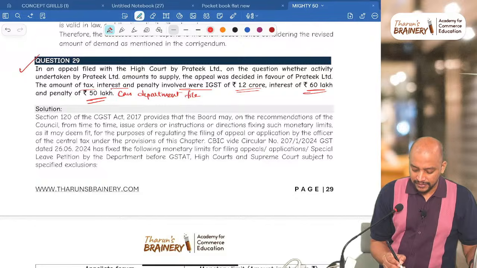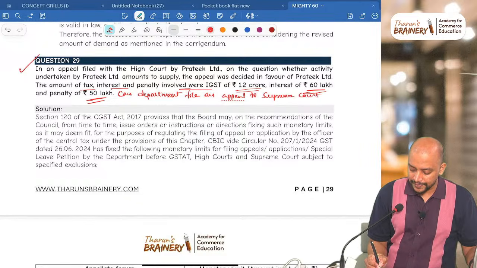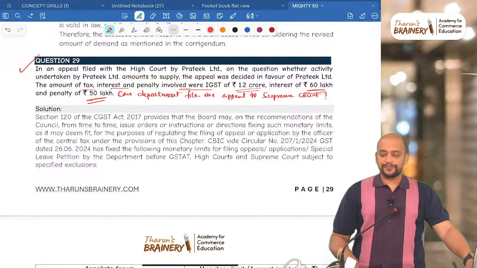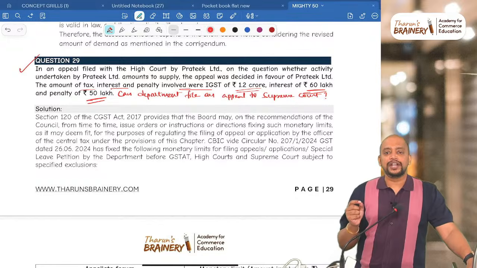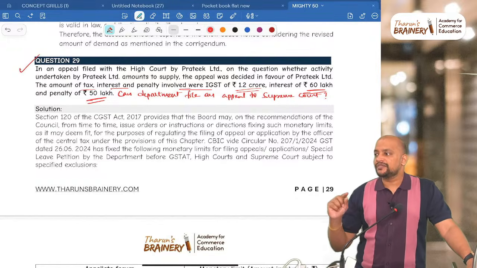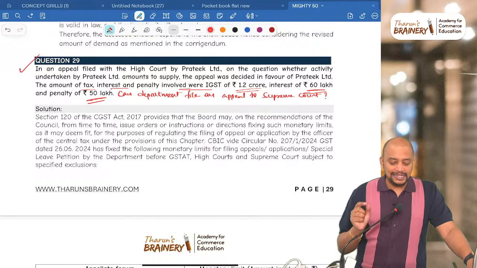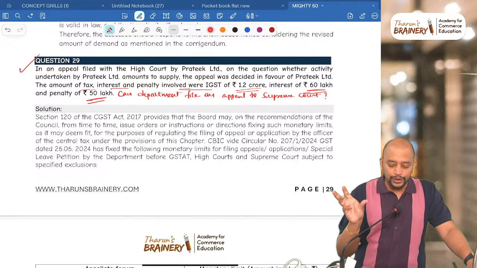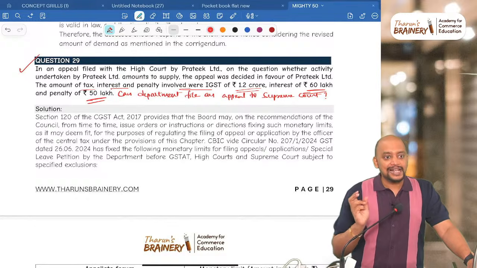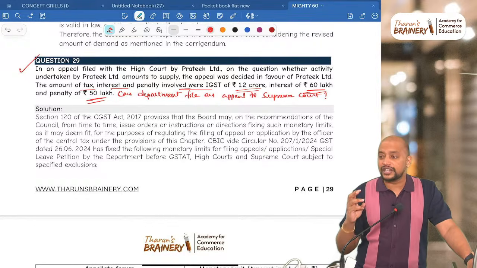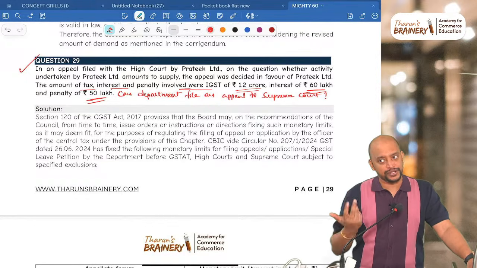So the question is, can the department file an appeal to Supreme Court? What is your answer? First, while determining the monetary limit, only if the tax is in dispute, with or without penalty or interest, only the tax amount should be considered. In this case, the tax amount is 1.2 crore. So don't count interest and penalty. As the tax involved does not exceed 2 crores, appeal is not possible.